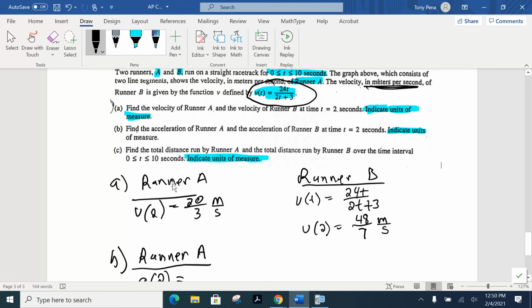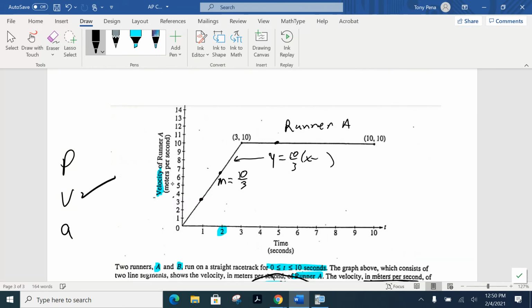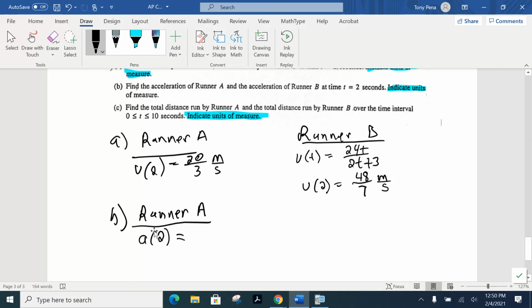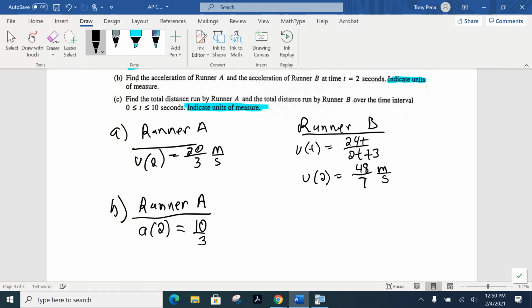Okay. If I'm at velocity and I want to go to acceleration, isn't that the derivative of this? And what have we said since the first couple of days of school? Doesn't the derivative mean the slope? Didn't we already figure out the slope of this line? Didn't Steve give us the slope of that line as 10/3? That then is your acceleration. So runner A's acceleration is 10/3, and that's meters per second squared. Okay.